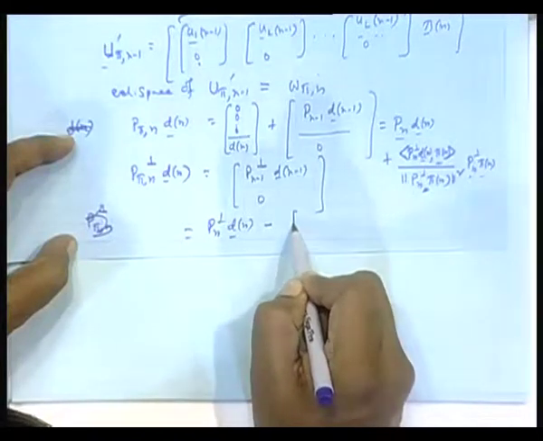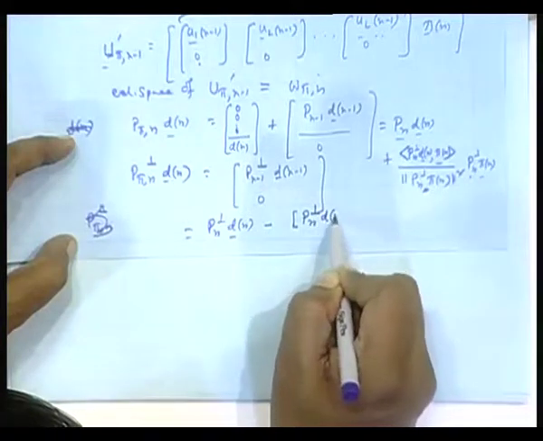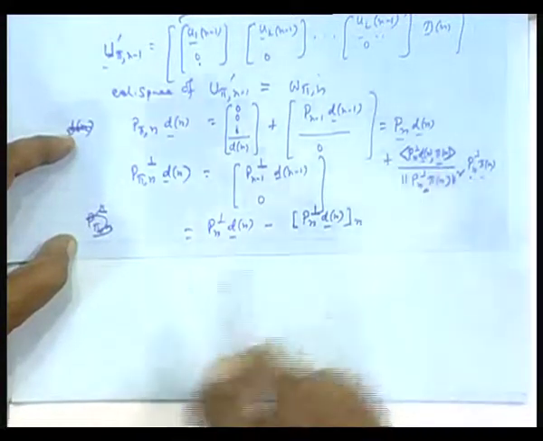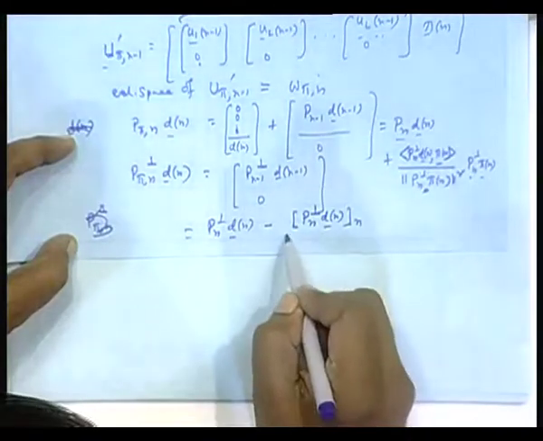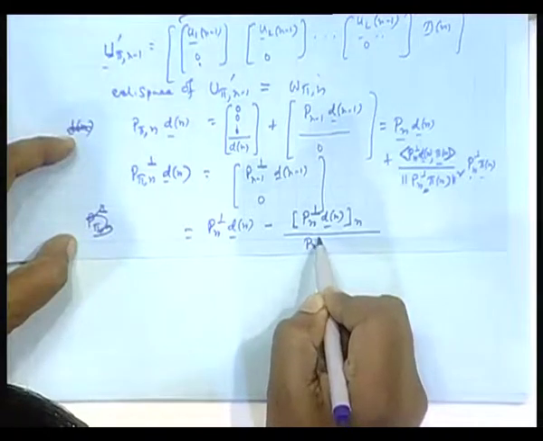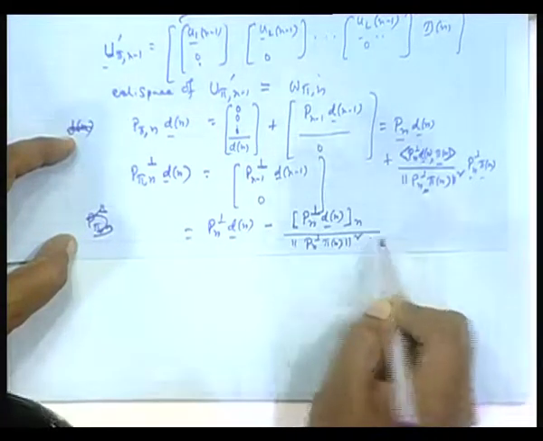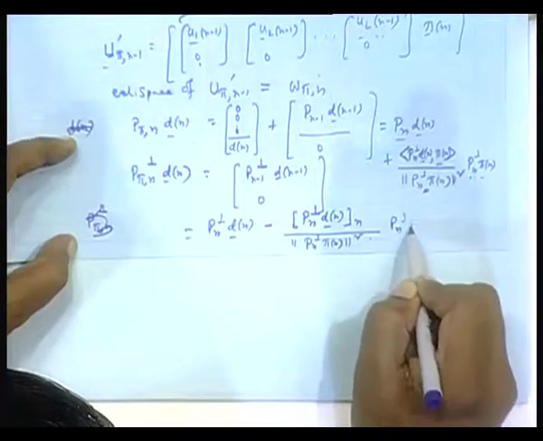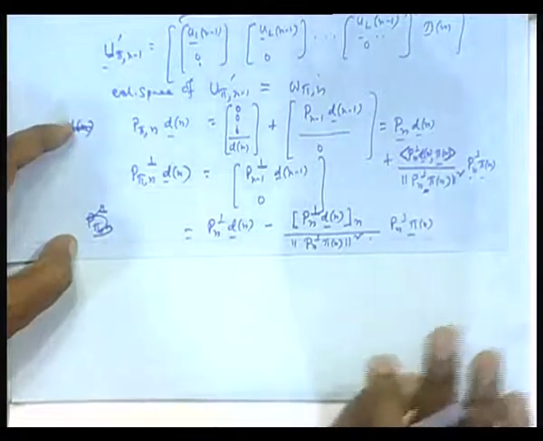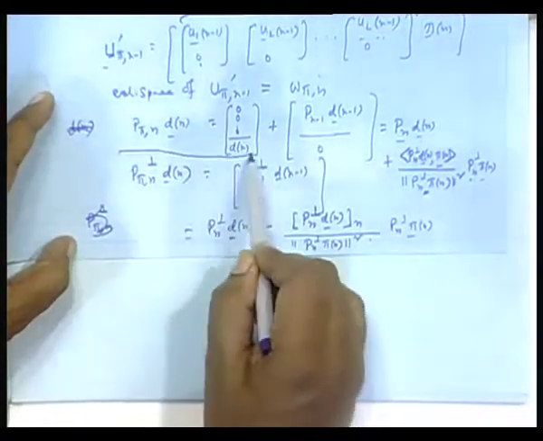You can write the top as the vector Pn perpendicular dn, this vector's last component, the nth component of that vector, divided by... Okay. This is a relation we will be using frequently, this one.